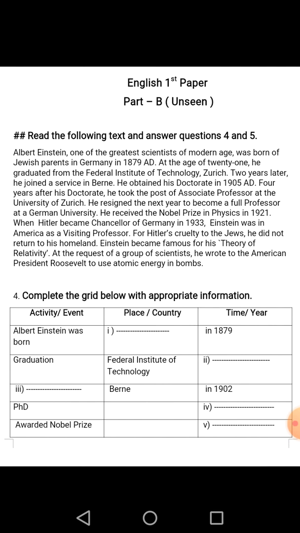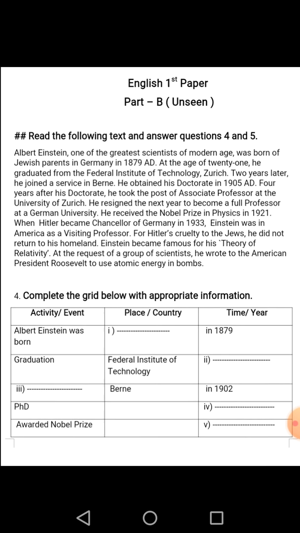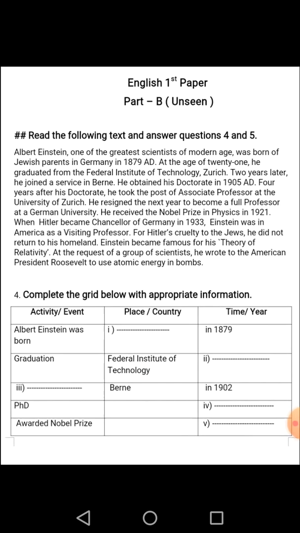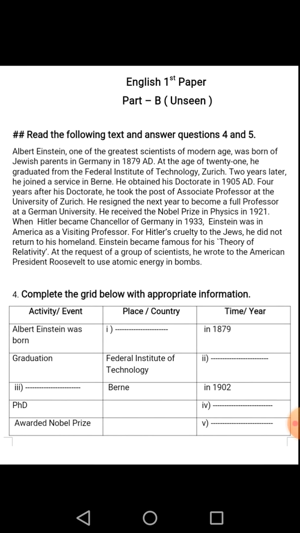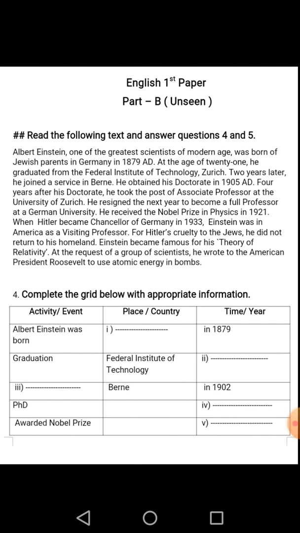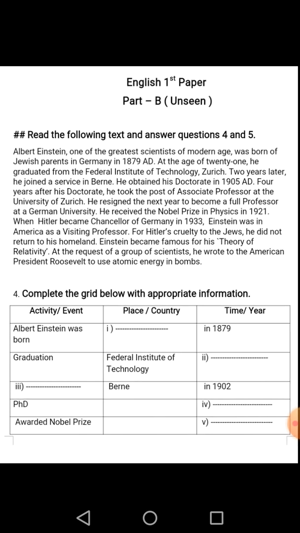Everyone, take your classwork copy, pen, and get ready for today's class. Today, we will discuss the unseen part, that is part B. You all know that in the unseen part, there will be given an unseen text, and from this unseen text, you will have to answer information transfer and true false.